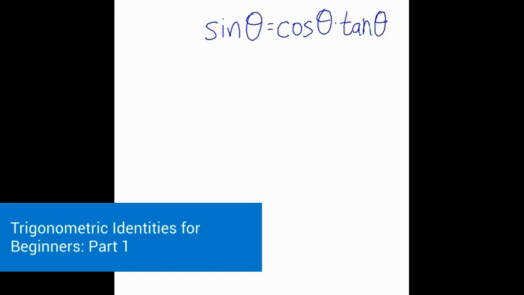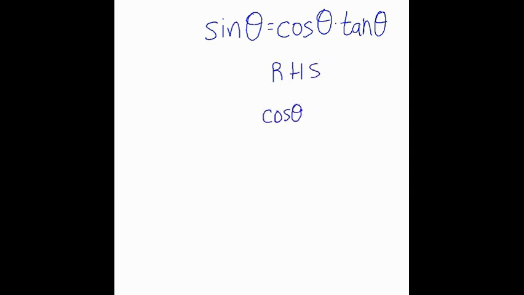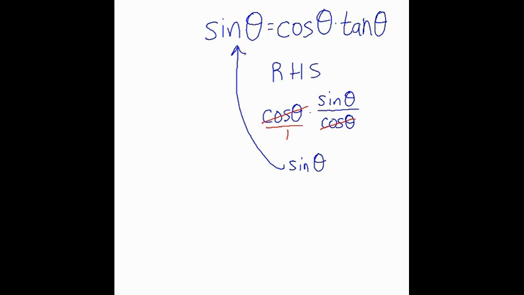Okay, so let's start by writing the right-hand side in terms of sine and cosine. We already do have the cosine theta, and then let's go ahead and write tangent as sine theta over cosine theta. And this is something to get used to seeing, is we can cancel these out because this is really just cosine over 1, and we just end up with sine theta, which matches our left hand side.